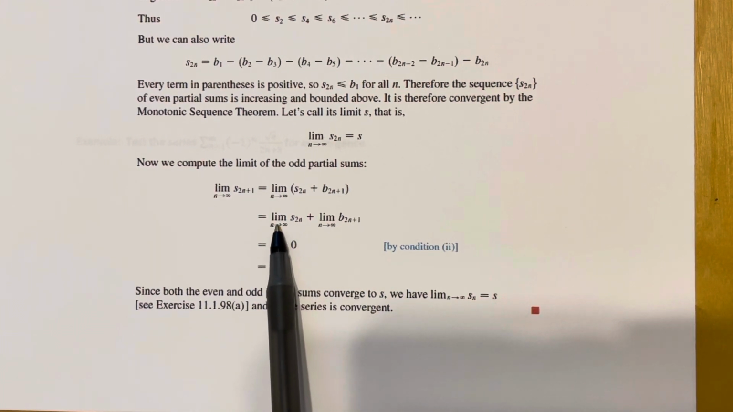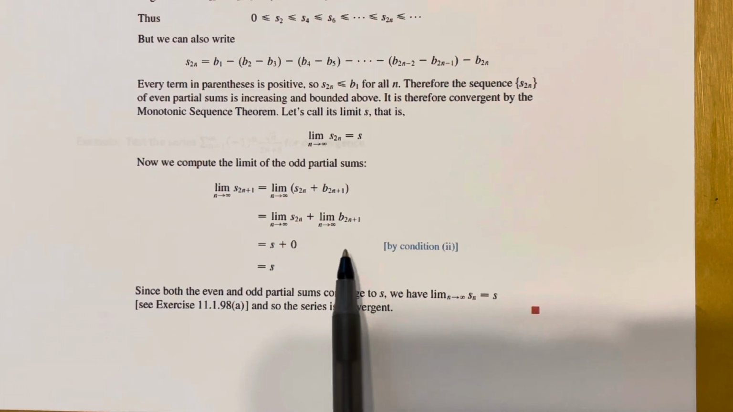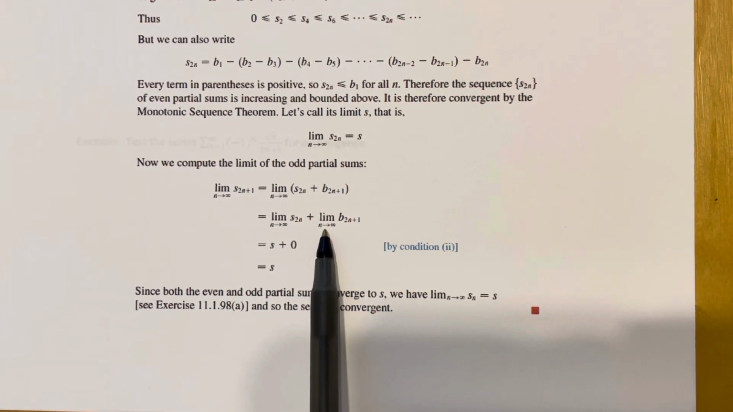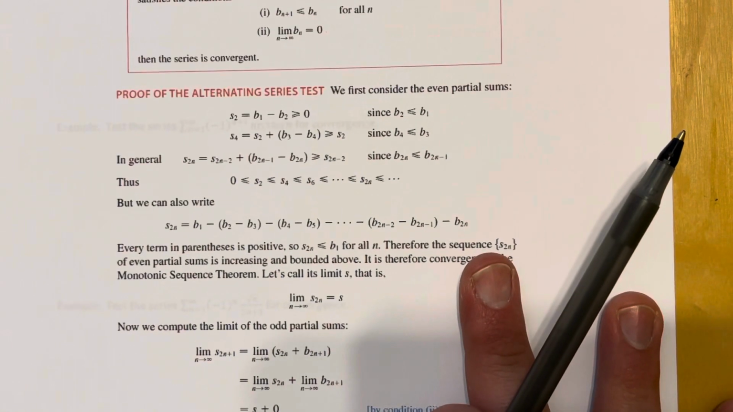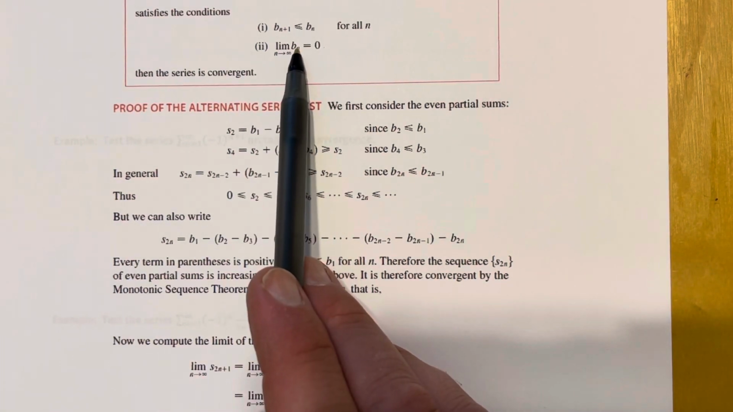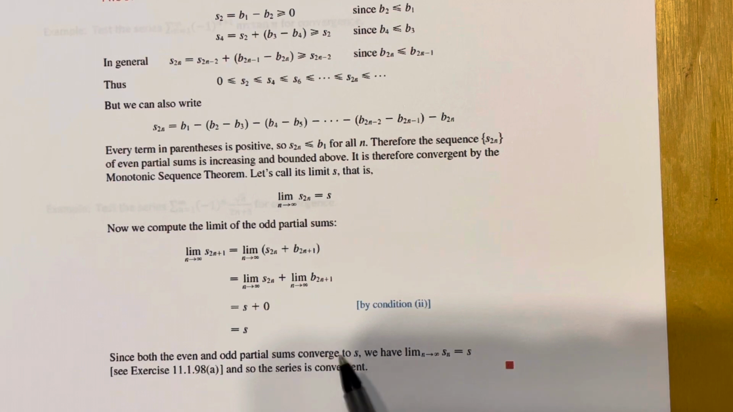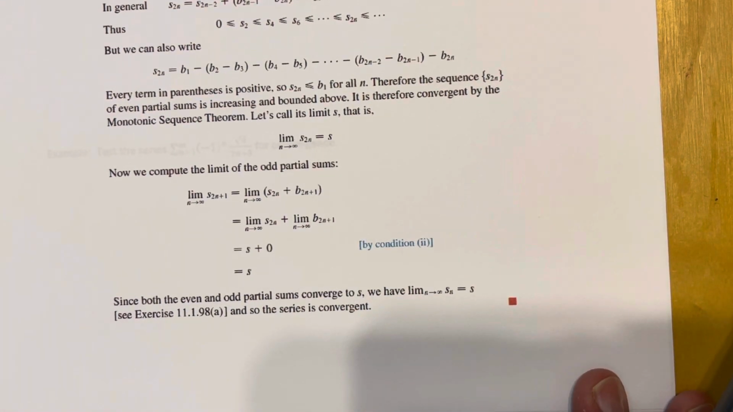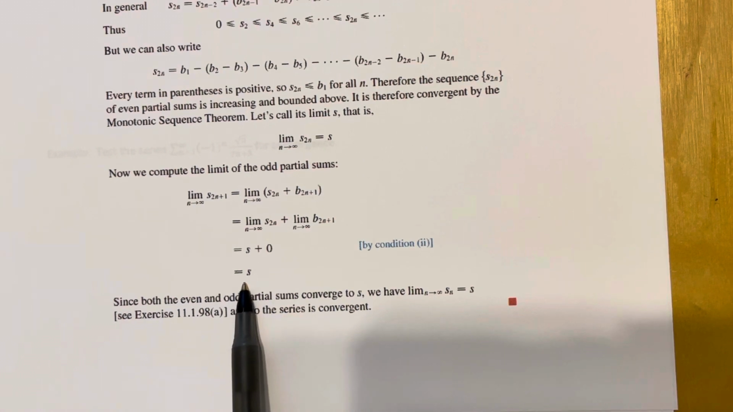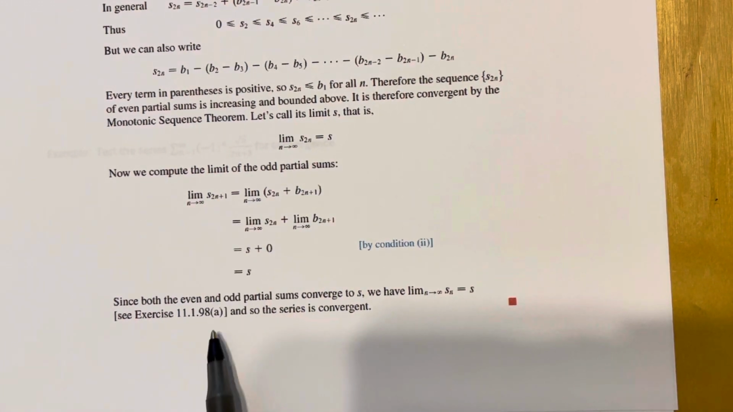We just said that this limit as n goes to infinity of this even partial sum is equal to S. And in addition, the limit as n goes to infinity of b_{2n+1} is 0. And that comes from this second condition here, because if I take the limit as n goes to infinity here, then that's the same thing as the limit of the sequence of terms for this series. S plus 0 is, of course, S. So the limit of each of these two sequences agree.